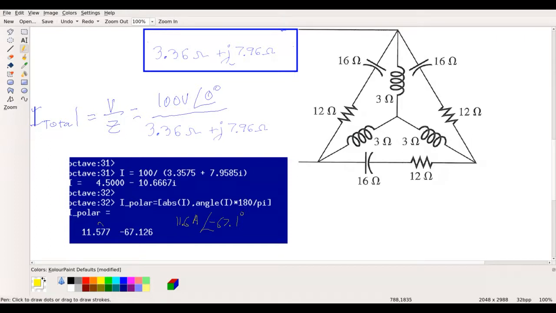So this was an example of doing a delta to Y conversion, and also doing a reduction method of reducing impedances that are in a series parallel combination and reducing those down into a total impedance. So this was Z total up here. Okay. And this is the total current.